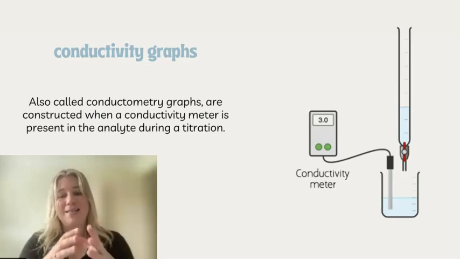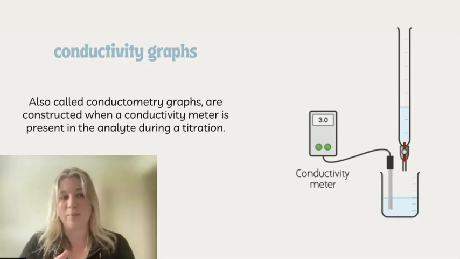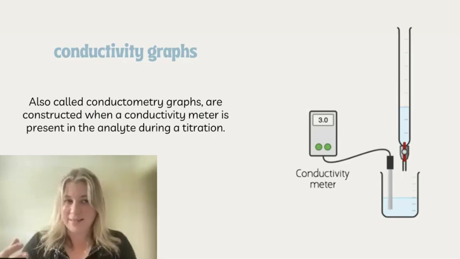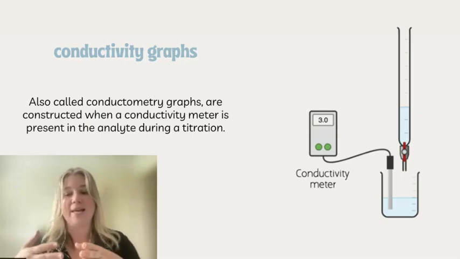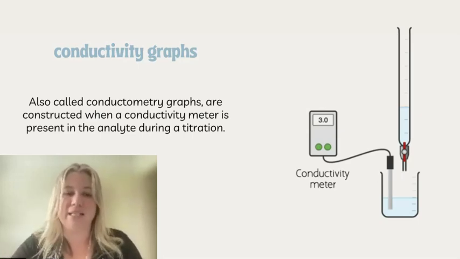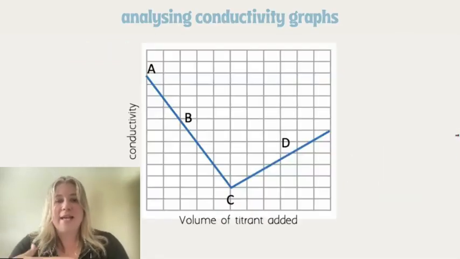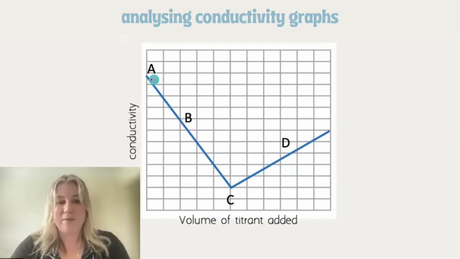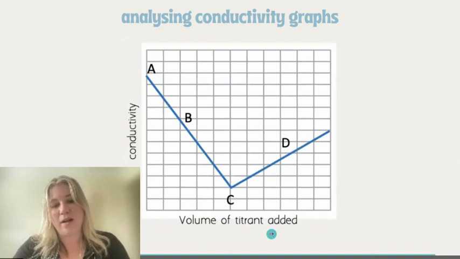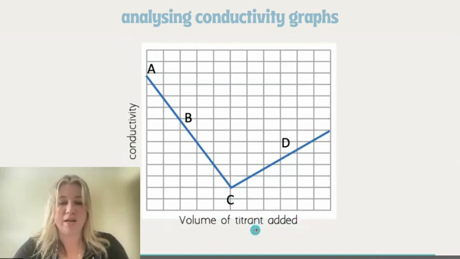If we come past the end point or past the equivalence point, and now we're in excess of whatever the titrant is, again we should see an increase in our conductivity as there are now more ions in the solution again. So this is what a conductivity graph looks like. Same as our other graphs, we're looking at our starting conductivity. Instead of pH for these graphs, we're looking at the conductivity as a function of the volume of the titrant added.